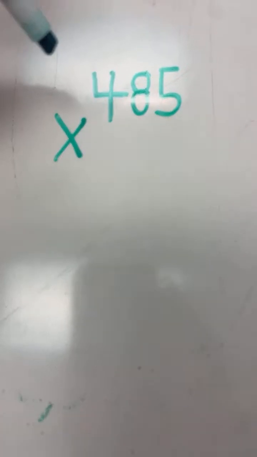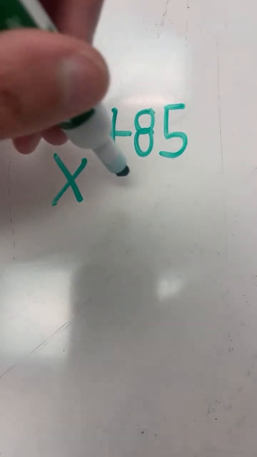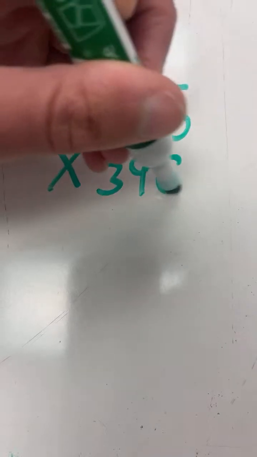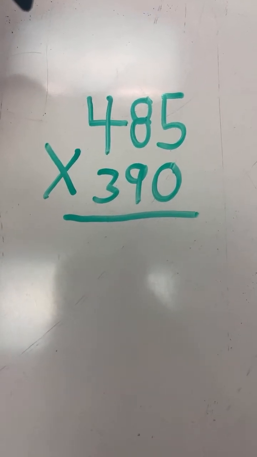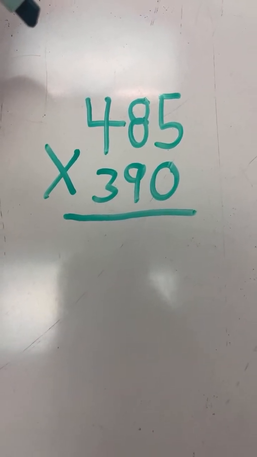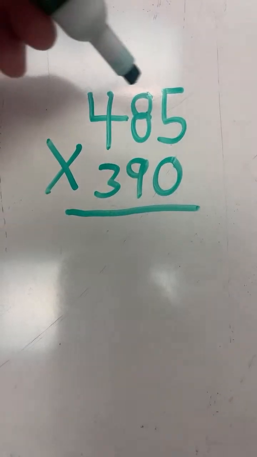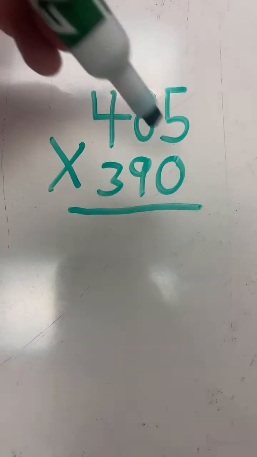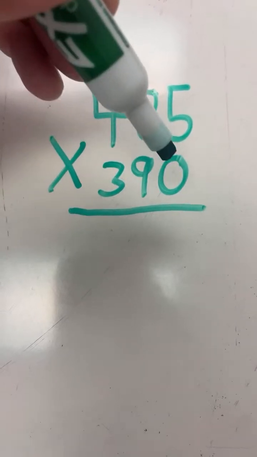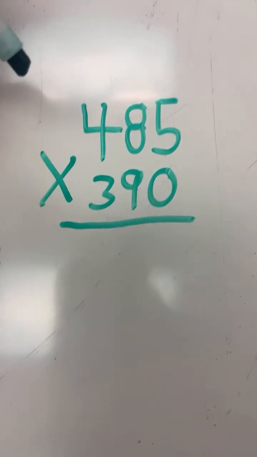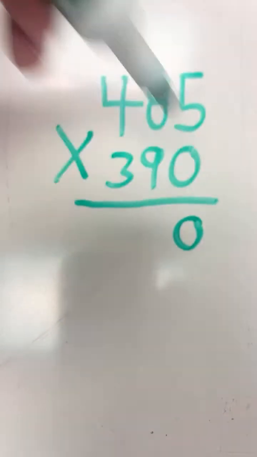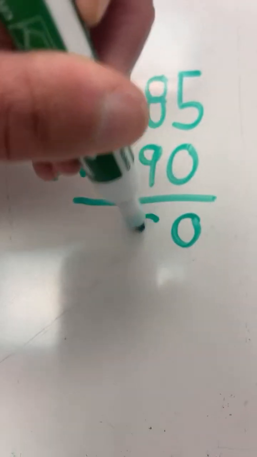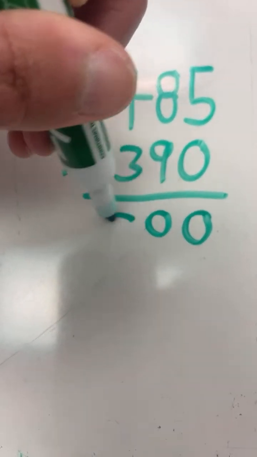All right, 485 times 390. So we start by multiplying the top 3 digits over the bottom digit in the ones place. 5 times 0 equals 0. 8 times 0 equals 0. 4 times 0 also equals 0. Anything multiplied times 0 is going to be 0.